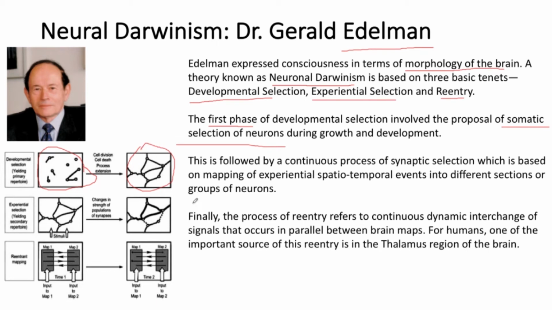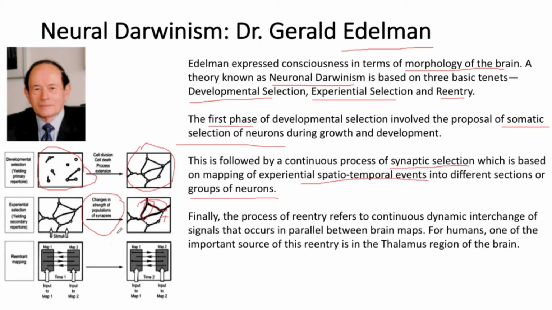After the developmental phase, there comes a continuous process of synaptic selection. That means the joint selections and the reinforcement. Like you can see that this particular region is more reinforced, whereas this region is not reinforced. So this reinforcement starts, and that actually develops a new spatio-temporal map in terms of different sections or groups of neurons. That's the second phase, where this exponential growth is happening.